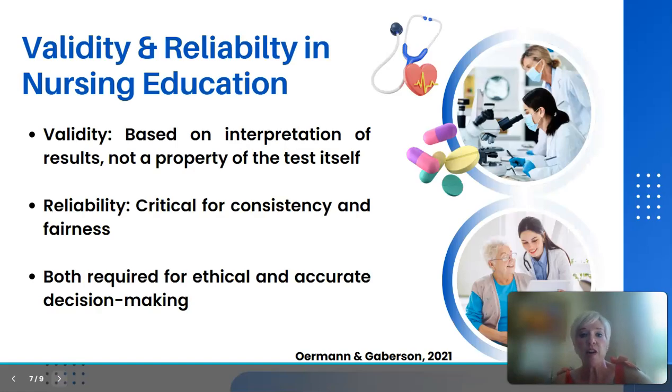Chapters 1 and 2 of our textbook emphasize that validity and reliability are really inseparable concepts in effective assessment design. Validity is based on the interpretation of the results, not a property of the test itself, and reliability is critical for consistency and fairness. Validity and reliability are both essential for making ethical and accurate decisions.